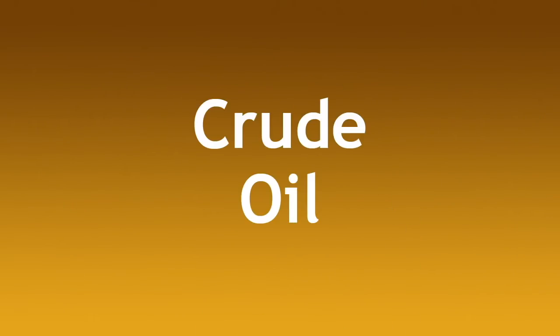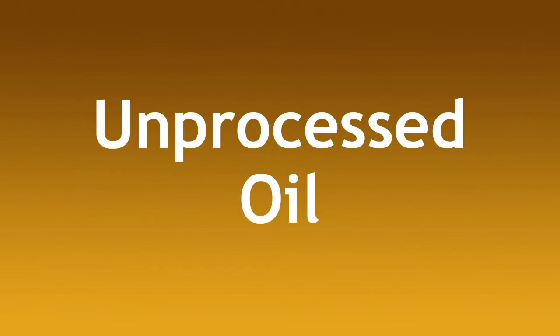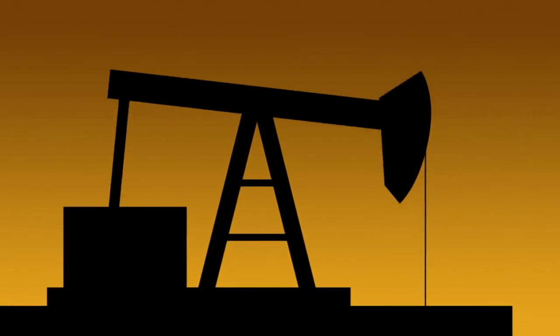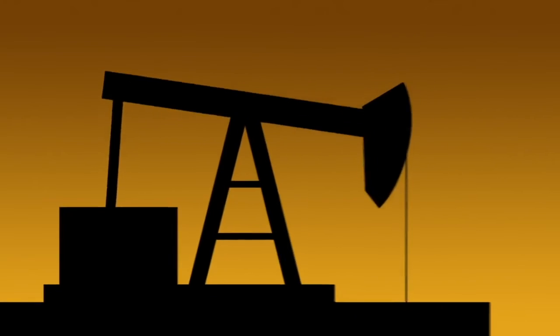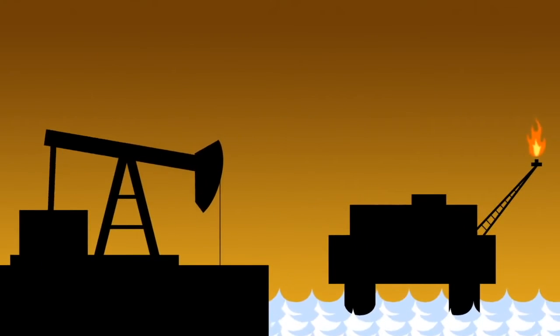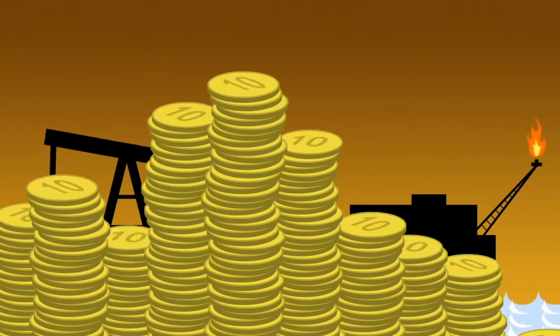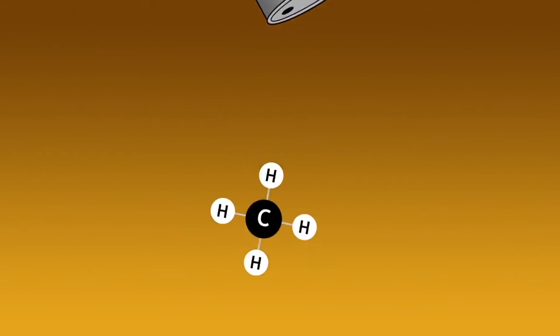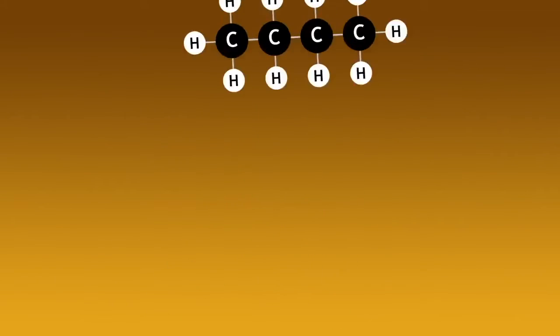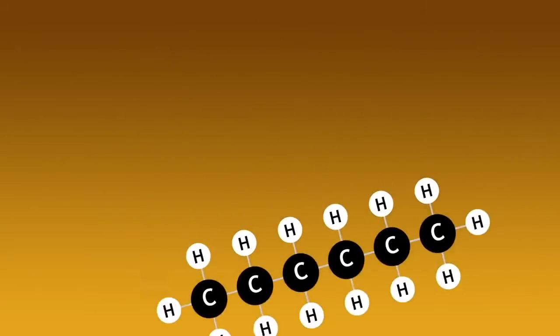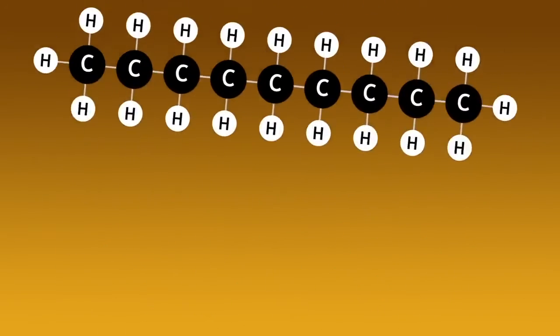Crude oil is the term used to describe unprocessed oil. That is oil that has been taken directly out of the ground, either on land or under the sea. It is an exceptionally valuable resource. It provides us with a great number of hydrocarbons, some of which are used as fuels and others are used in the manufacture of many different chemicals and even plastics.